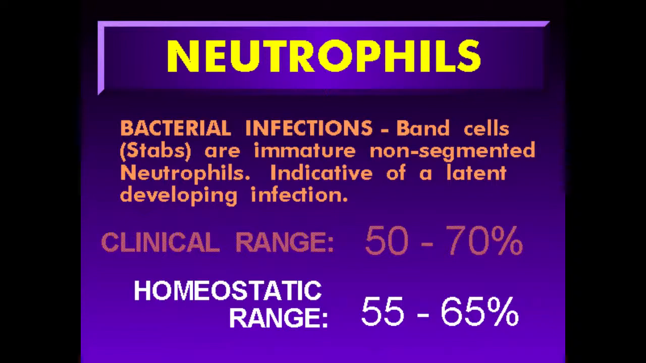Band cells, also known as stab cells or C cells, are immature non-segmented neutrophilic cells. An increase of band cells indicates there is probably a latent infection developing. Segmented neutrophils are mature cells. The more lobulated their nucleus, the older the cell. These cells, when highly lobulated, that is, over 6 or 7 segments, are frequently seen in vitamin B12 and folate deficiencies. Of course, the neutrophils are under the influence of the bone marrow.